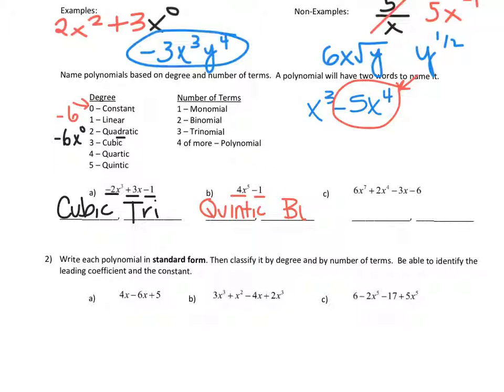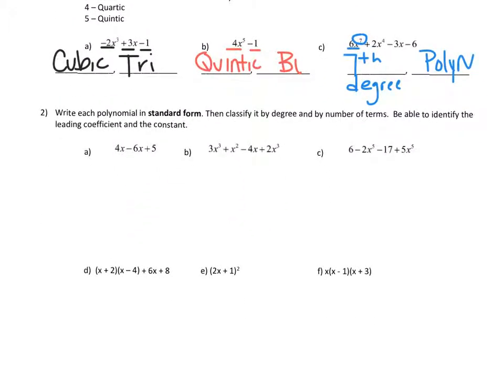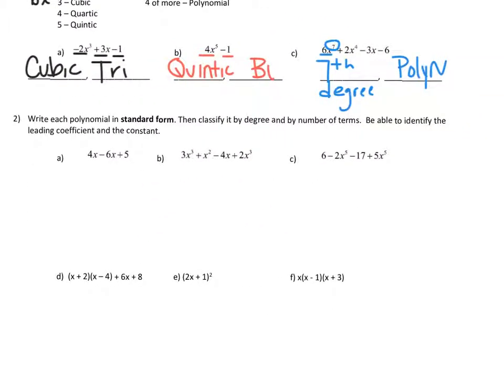And then letter C is degree 7 with a leading coefficient, so we don't really have a name for it, so we're just going to call it 7th degree, and it has 4 terms, so it's going to be a polynomial. So 7th degree polynomial. If it's 6th degree, 7th degree, 8th degree, and more, we're just going to name it by the 6th, 7th, 8th, etc. degree.